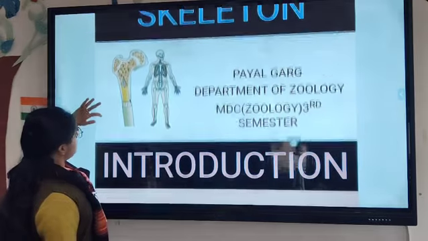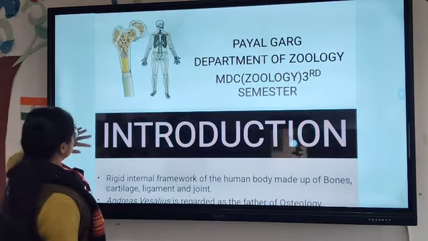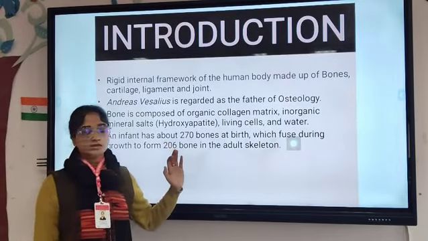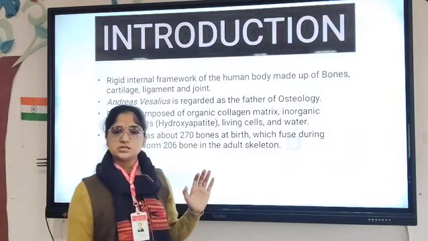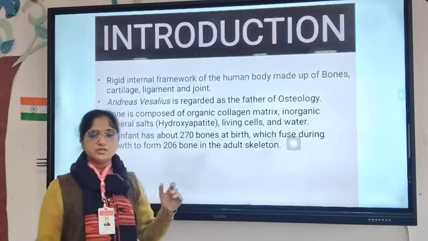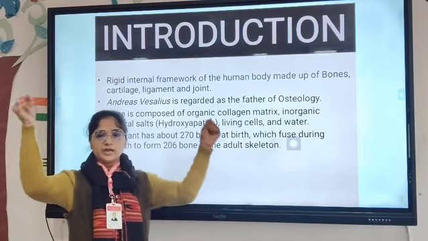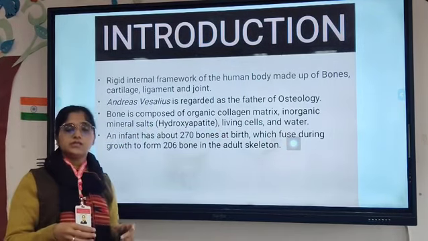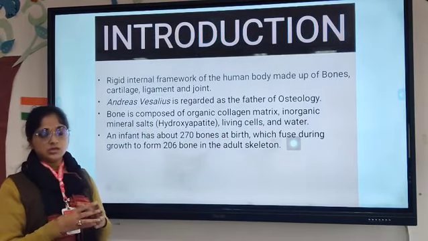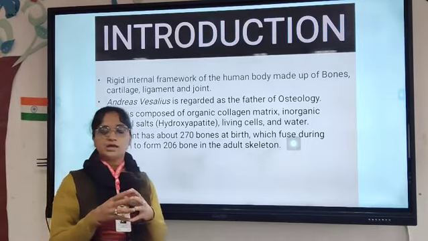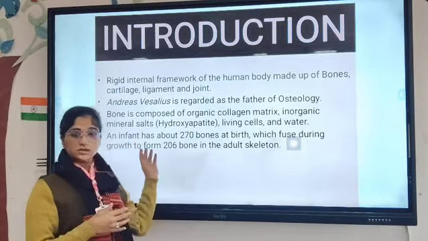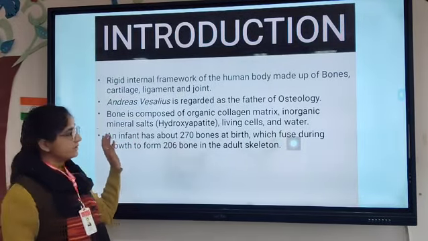First of all, I will tell you what the human skeleton is. Out of 13 systems, the human skeleton is the rigid framework of our body. If I stand here, I can move my hand and I can move my legs. The only reason behind it is the human skeleton. The human skeleton is made by joints, ligaments, cartilage and muscles. But here I am discussing only the bone.